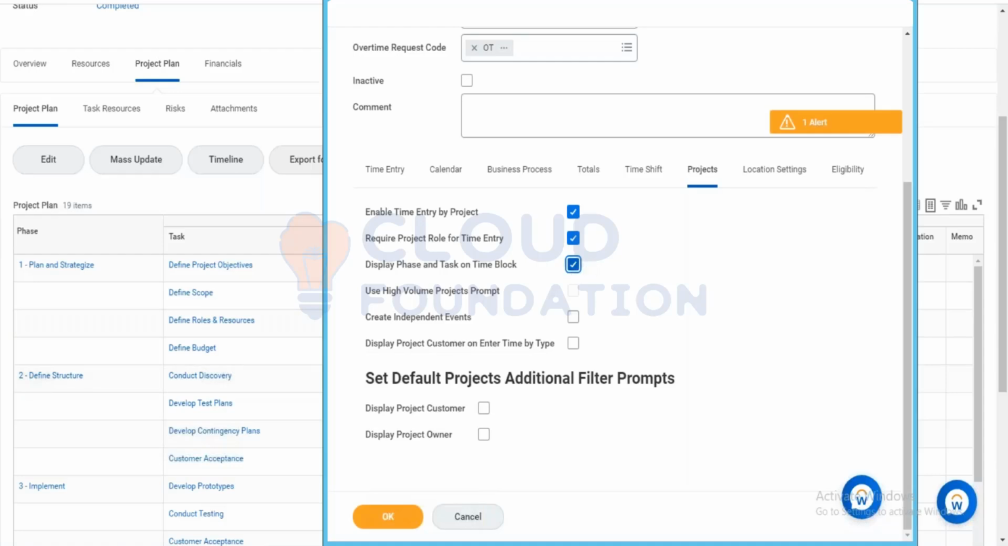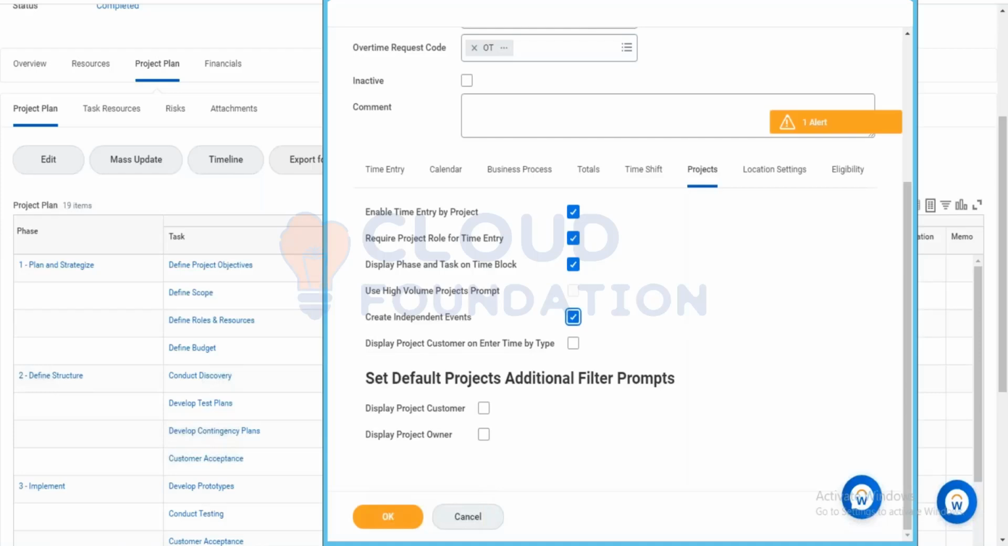This would come if you enable this: Create independent events. If you have added two or three projects in your time entry, for example, you worked on project A, then after that project B, then project C, those should be considered as three different projects and three different events.